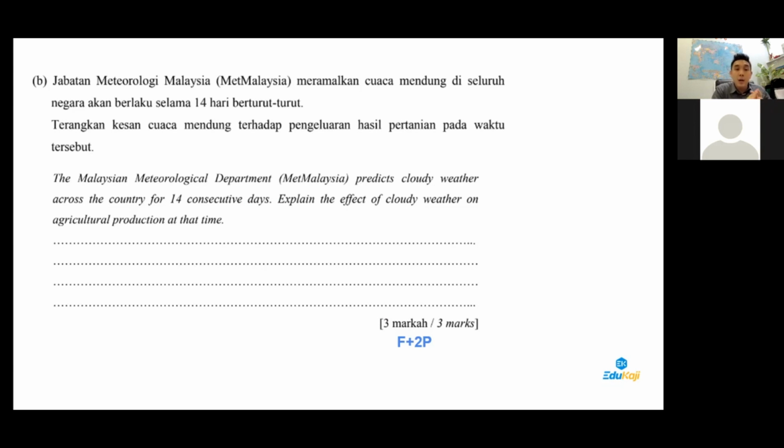Okay, so guys, explain the effect of cloudy weather on agricultural production. This is not your typical usual question. This one you have to really think quite a bit.